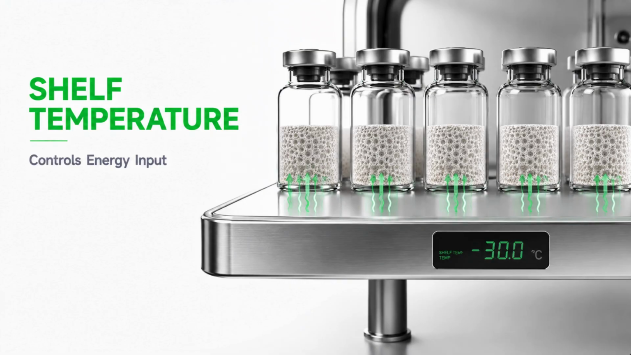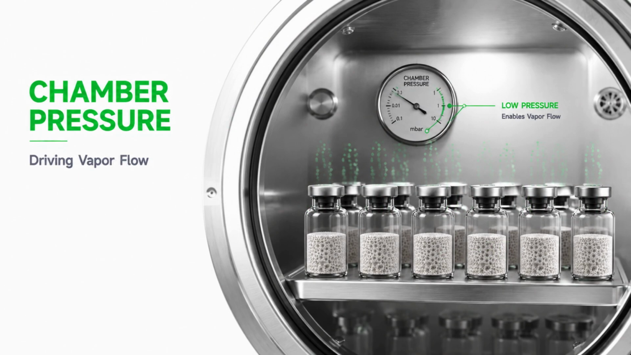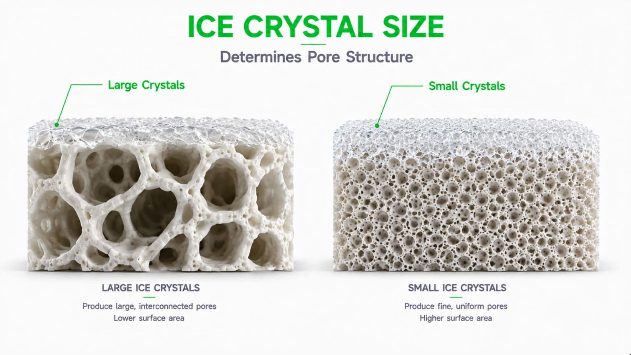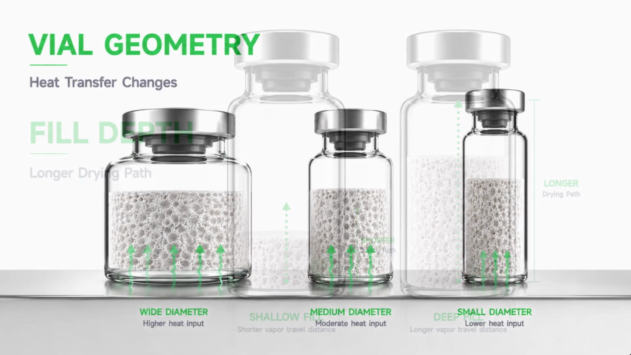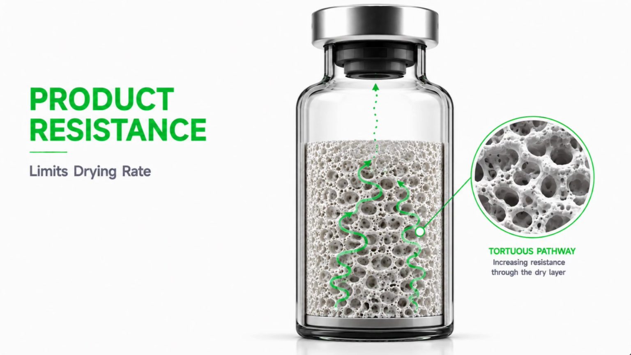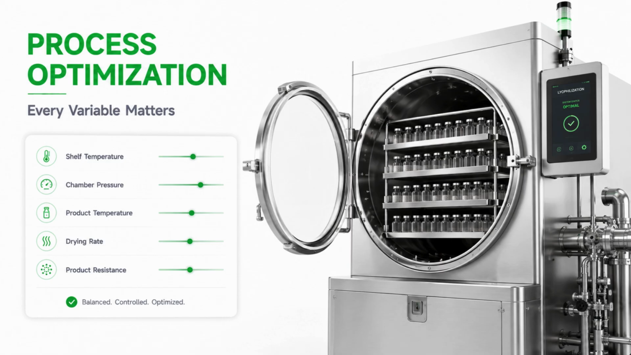The efficiency of primary drying is influenced by several process variables working together. Shelf temperature controls the energy supplied to the product, while chamber pressure drives the removal of water vapor. The ice crystal structure formed during freezing determines the pore network through which vapor travels. Fill depth, vial geometry, and product resistance all influence how easily heat enters the product and how efficiently vapor escapes. Optimizing primary drying means balancing all of these variables to achieve efficient drying while maintaining product quality and process robustness.